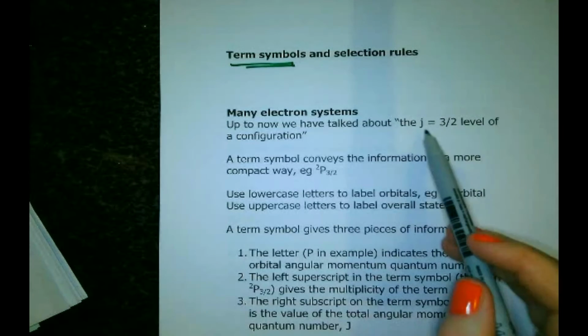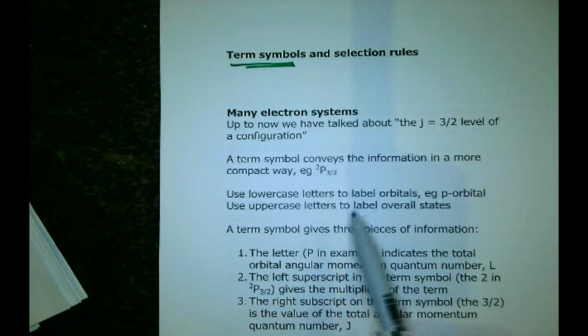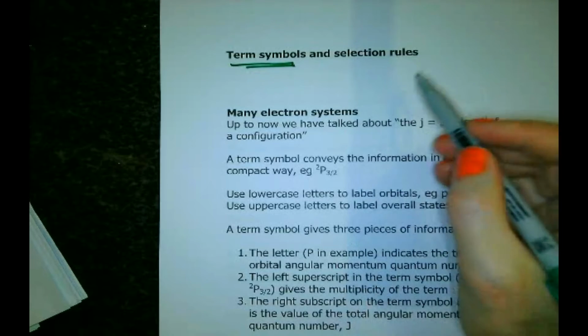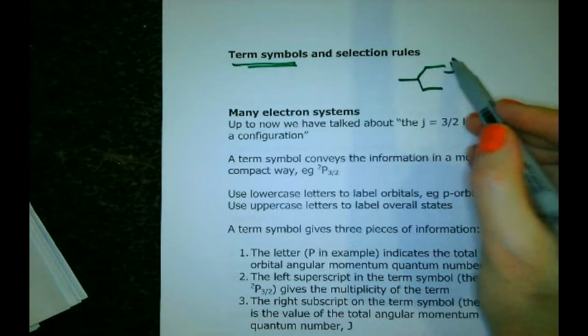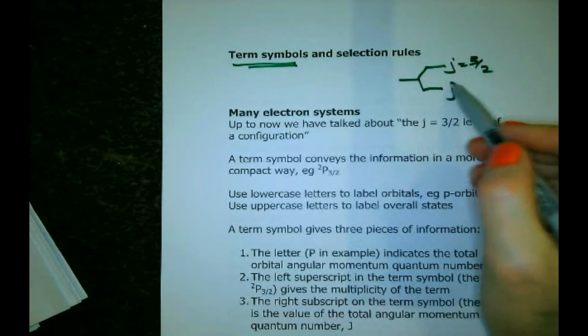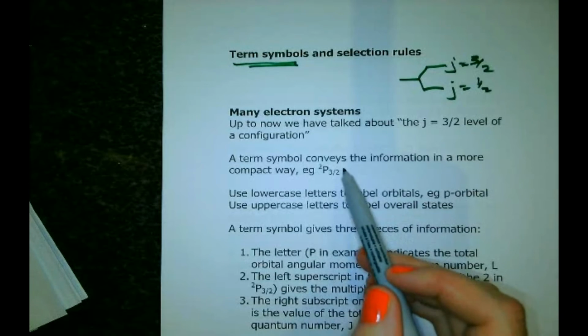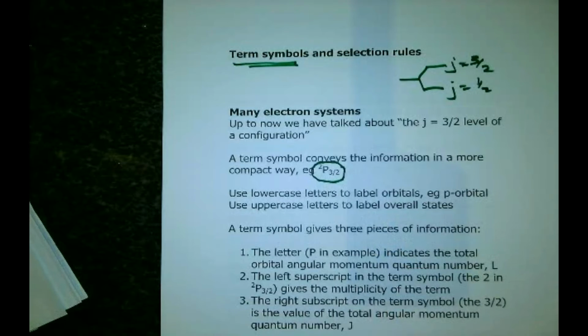So up to now we've talked about the J equals 3 over 2 level, or the J equals a half level. We saw that you get splitting of orbitals into different levels. But there's a more elegant way of doing this, and that is what term symbols and selection rules are about. And this is quite an important section. So we are going to look at how to derive a term symbol. Now that is what a term symbol looks like.